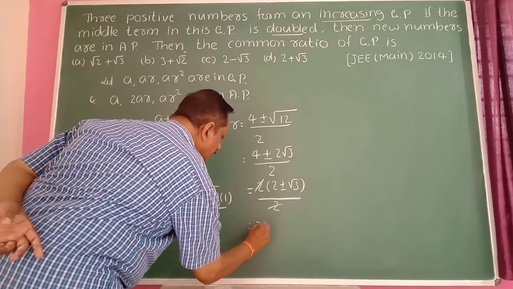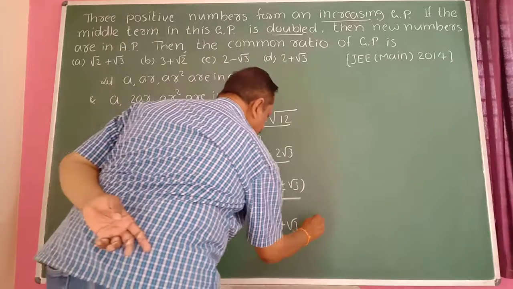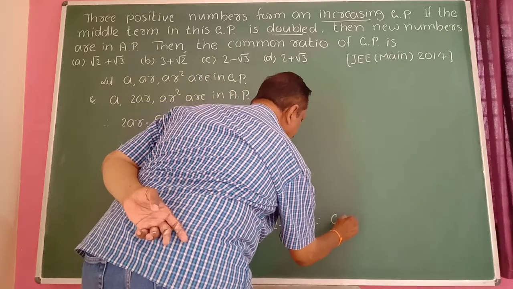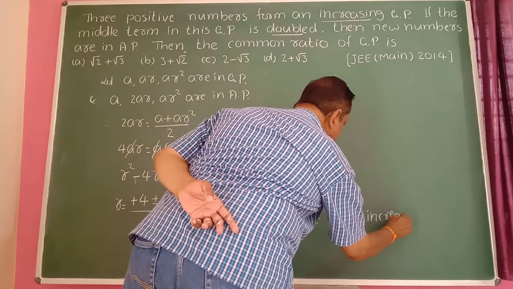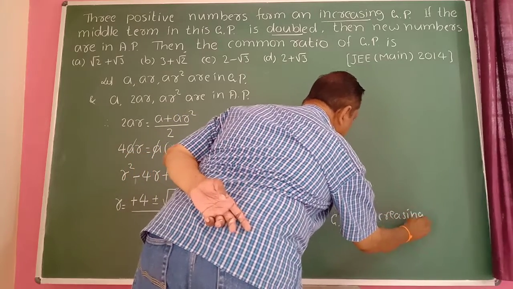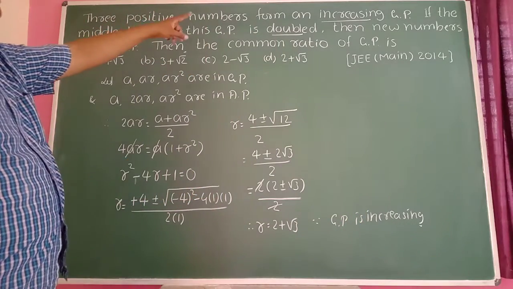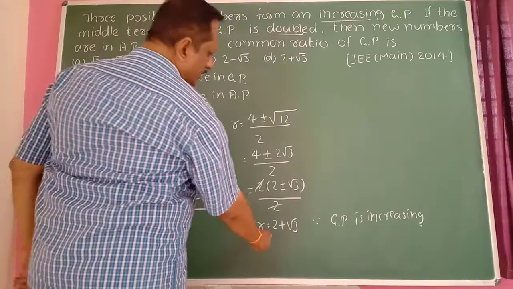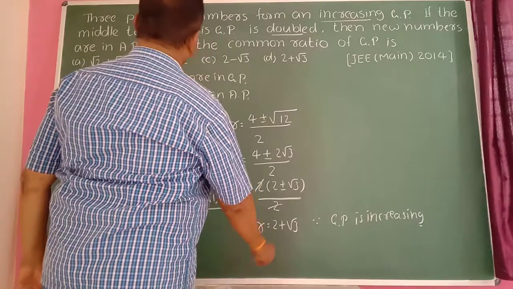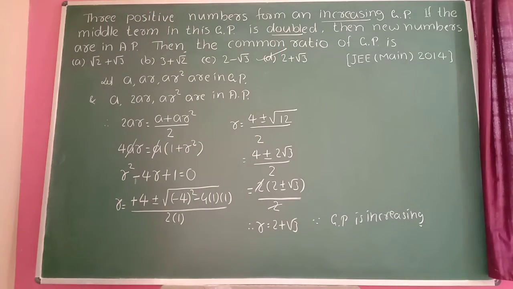Therefore, R is equal to 2 plus root 3 because the GP is increasing here, meaning the terms are in increasing form. Okay, the three positive numbers form an increasing GP here. Therefore, R should be positive, 2 plus root 3 here. So D is the correct option here. The common ratio is 2 plus root 3.